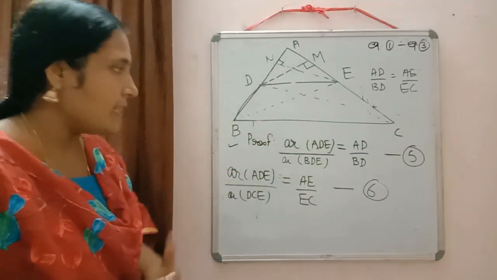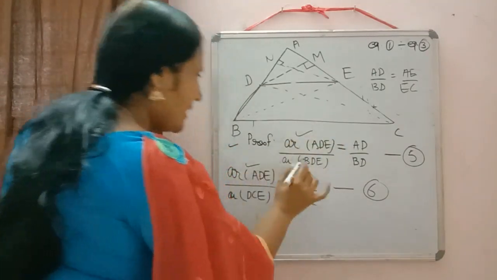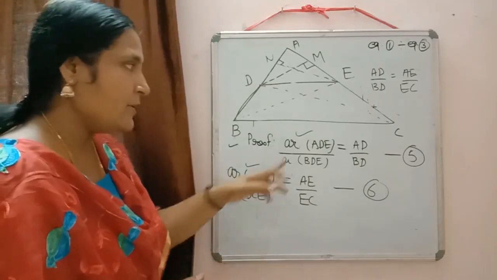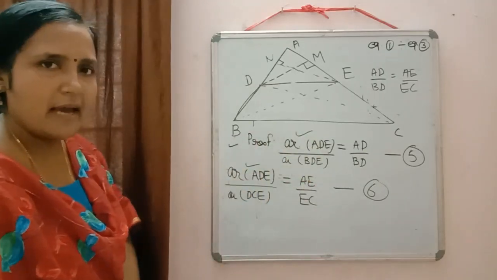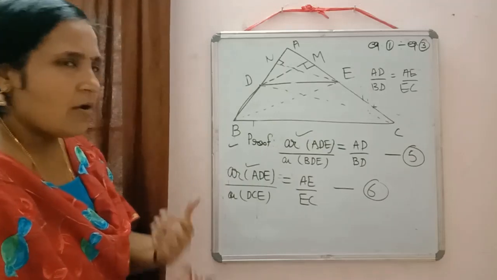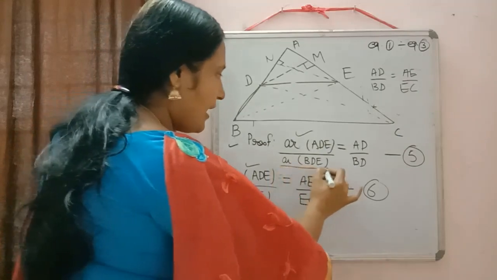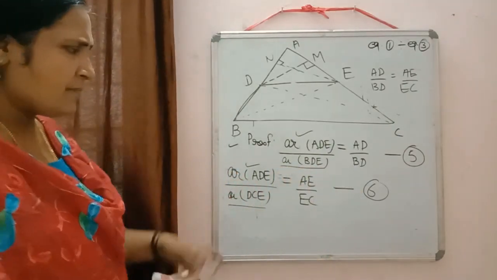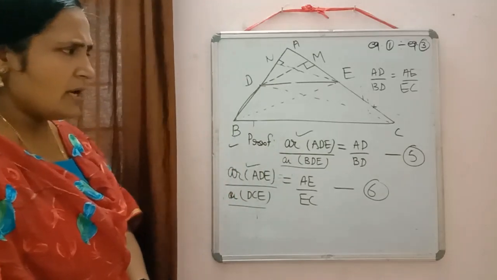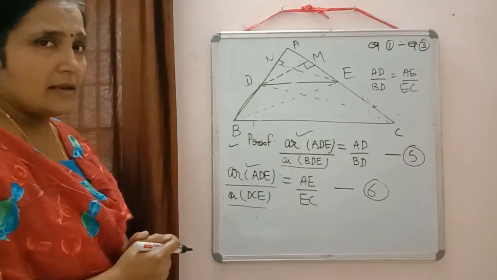So, if you check the left hand side, numerators are the same. In both the left hand sides, we have the same numerator. Here also we have triangle ADE. Here also we have triangle ADE. Where is the difference we have? Here we have triangle BDE and here we have triangle DCE. If these two are also equal, then we can say both will be equal. Correct?